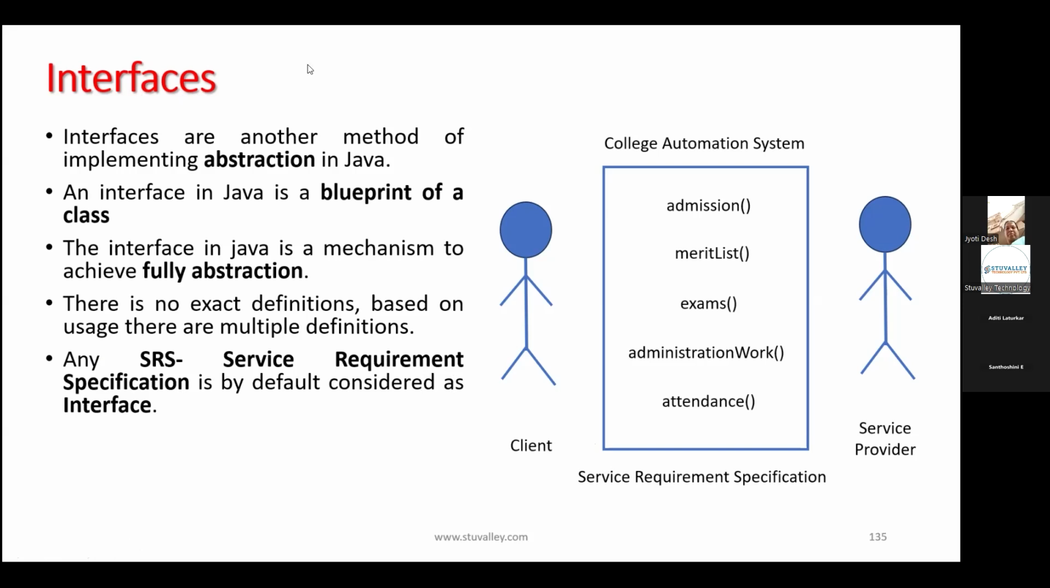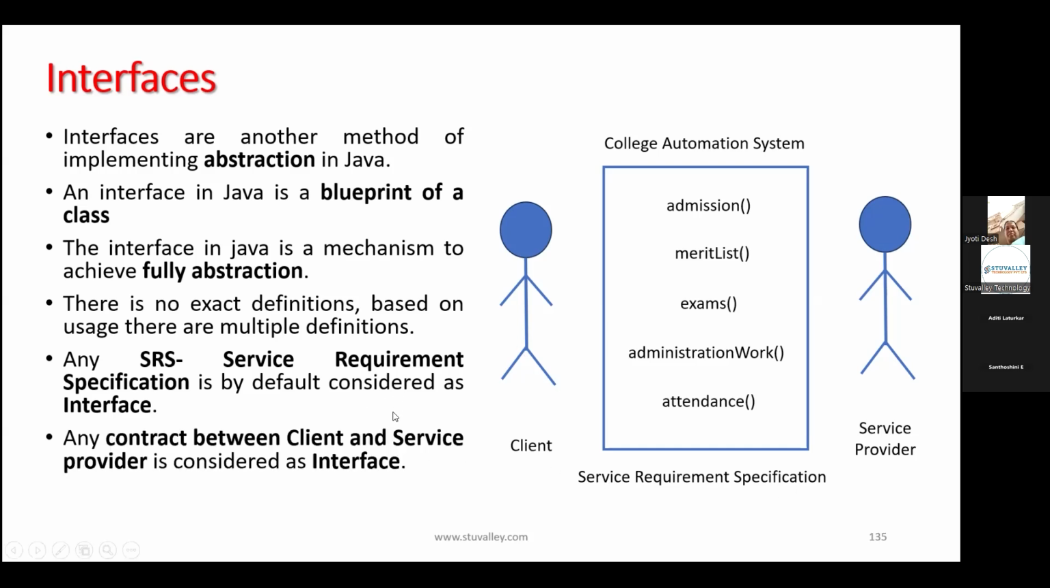Why? As a service provider, we are listing the functionalities which we want to develop into our college automation system, which the client wants in this particular system, right? So we are noting them down. We as a service provider are providing all these services to the client. That is why it is the service requirement specification.